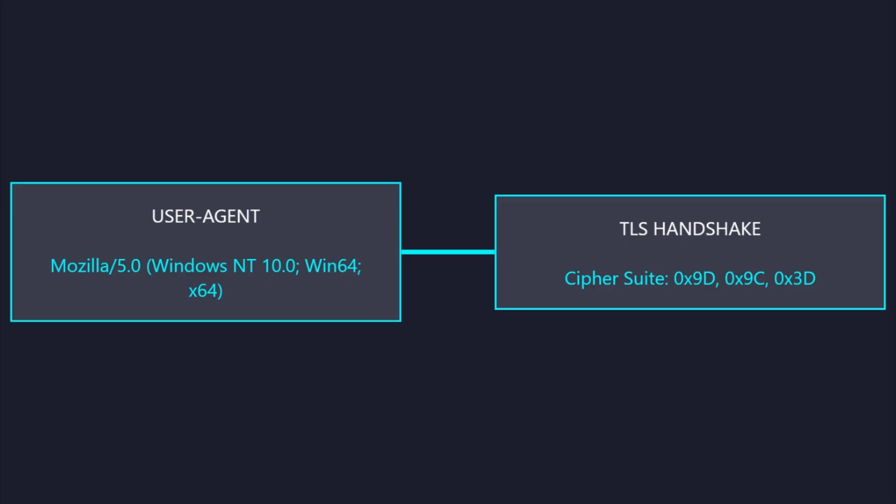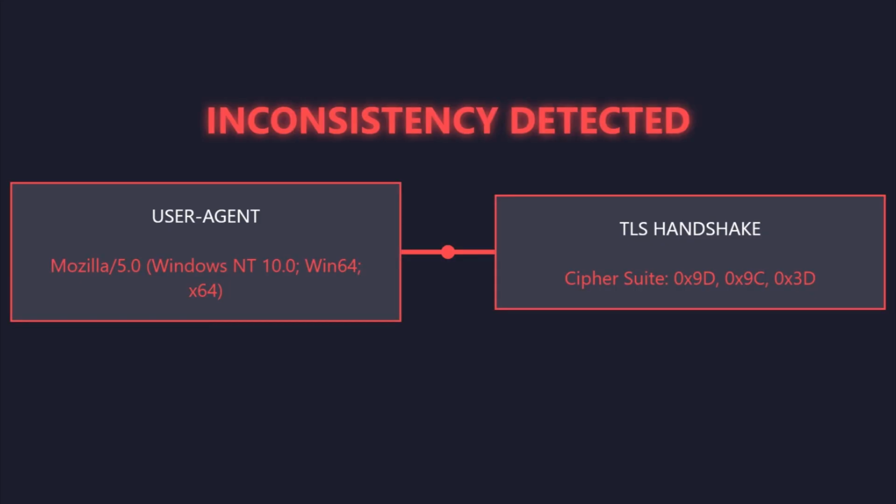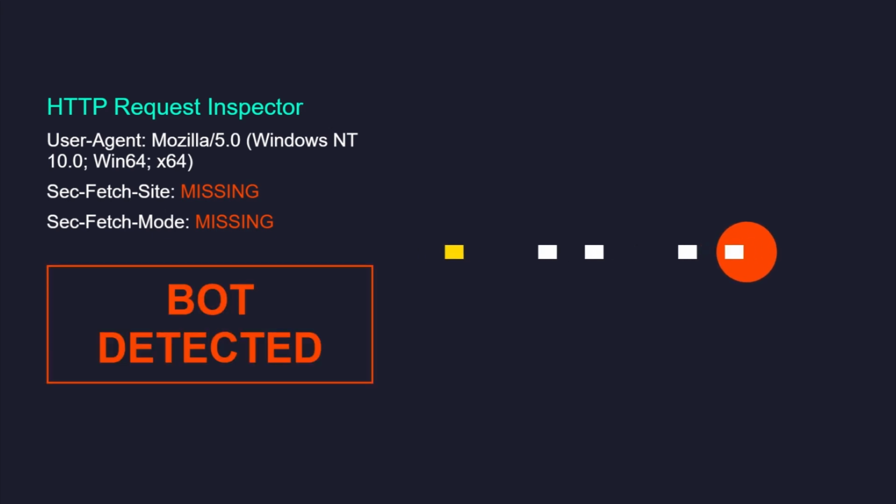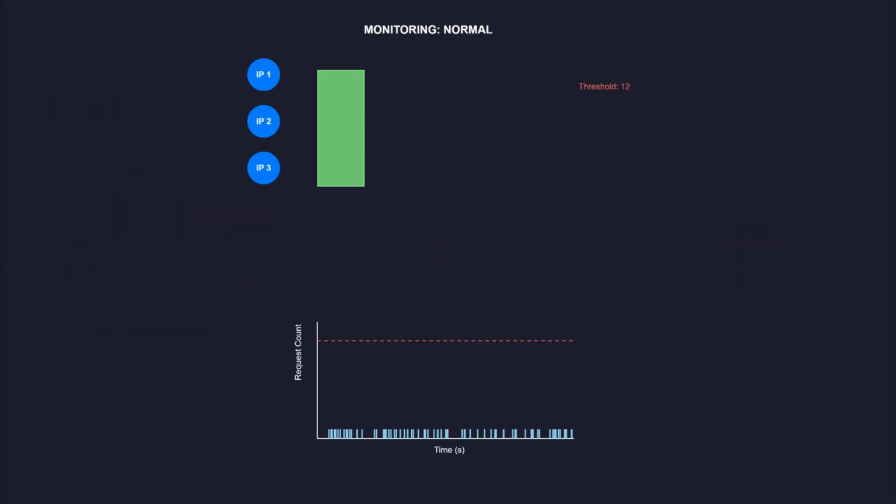Standard bots often reveal themselves through inconsistent Hypertext Transfer Protocol headers. Discrepancies between the user agent string and the supported cipher suites in the transport layer security handshake are clear indicators of automated scripts. Analyze incoming requests for outdated or generic user agent strings. If a request claims to be a modern browser but lacks common headers like security fetch site or security fetch mode, it is likely a bot.